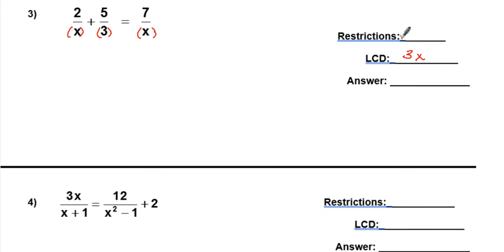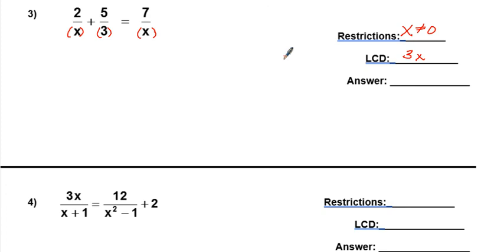Restrictions. What can x not be? Well, we don't have anything going on here that would cause a problem. But there are possible values here on the bottom of these fractions. If x itself was 0, that would be a problem. So we'll state x may not equal 0. And we're going to try solving this, and hopefully we don't end up with x equals 0 as our only answer.